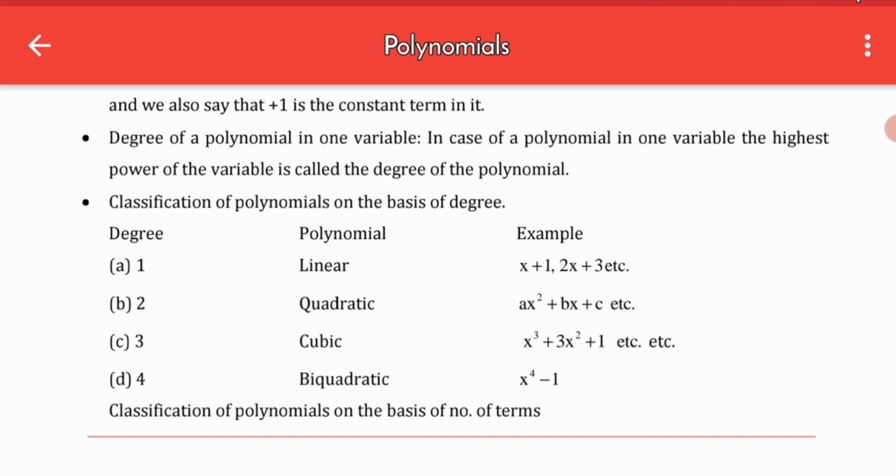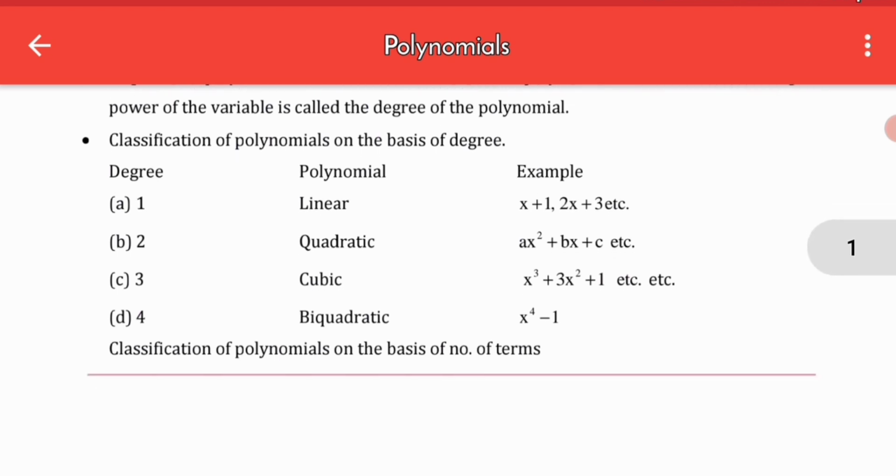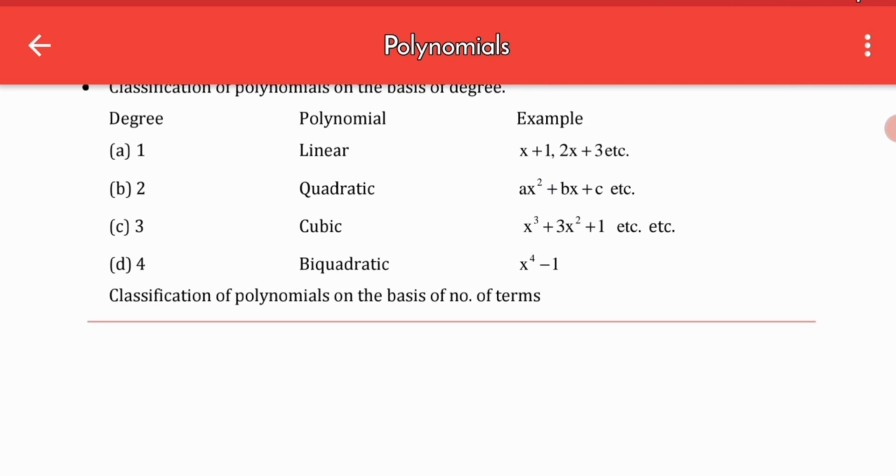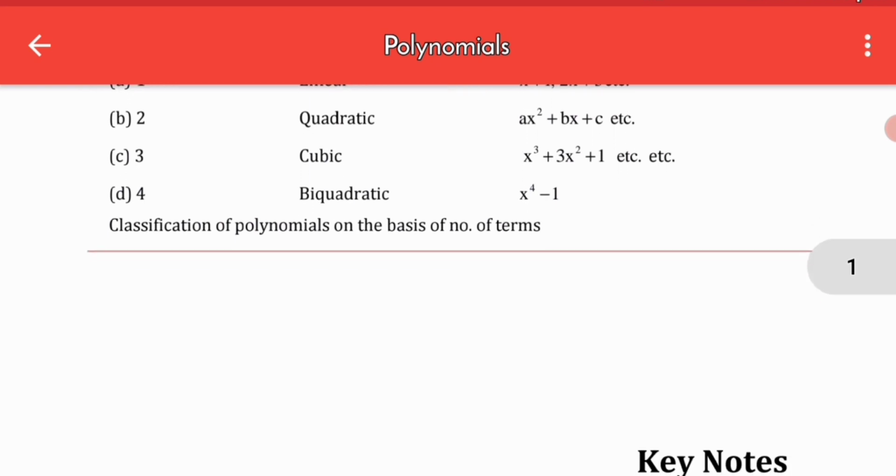Classification of polynomials on the basis of degree. If there is degree 1, the polynomial we say is a linear polynomial. Example, x plus 1, 2x plus 3, etc. If there are 2 degrees, we say quadratic polynomial. Example, ax square plus bx plus c, etc. If there are 3 degrees, we say cubic polynomial. Example, x cube plus 3x square plus 1, etc. If there are 4 degrees, then we say biquadratic polynomial. Example, x power 4 minus 1.